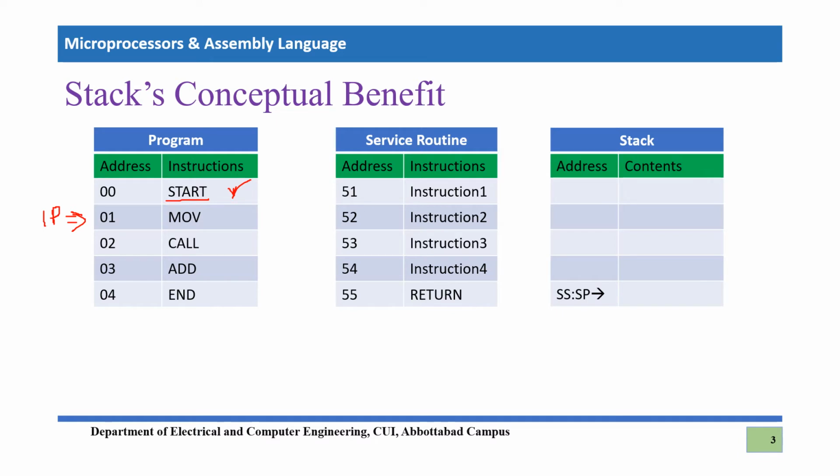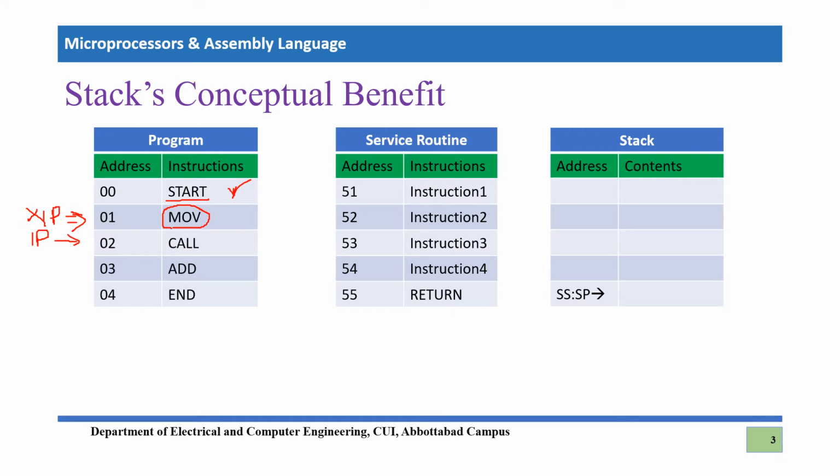Now the instruction that is going to execute is move. Let's suppose this instruction is under execution. Where will the IP go? The IP will switch its position, and it will point to this next instruction, which is the call instruction. Let me summarize this: if one instruction is going on, the next instruction after the one which is executing will be pointed to by IP.